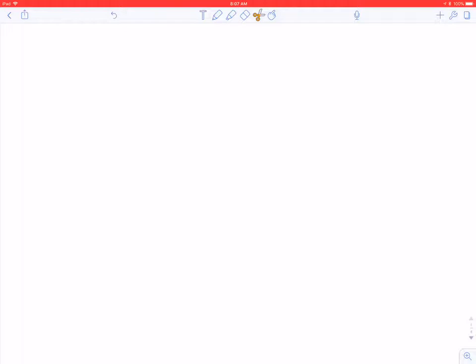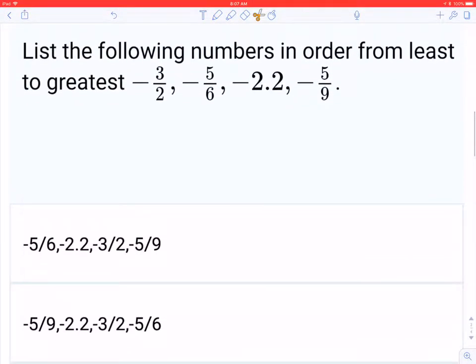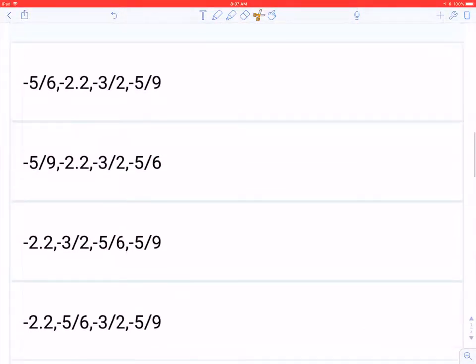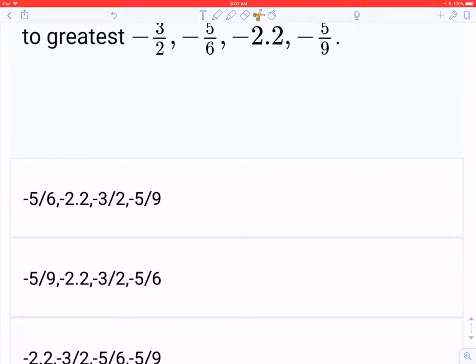I got a question in. Let's take a look at it. This question comes from Beautiful Mind Hollis. It says, list the following numbers in order from least to greatest, and it's multiple choice, right? So we want to choose the correct result.